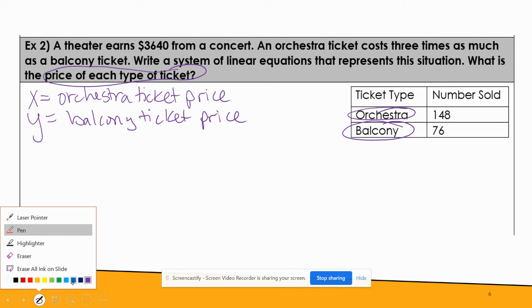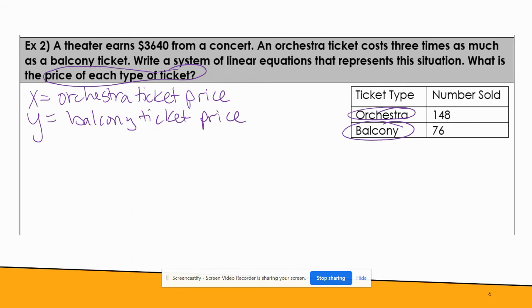So let's go through and find out what equations we can write. I see 3,640. Okay, I'm not ready to use that yet because I don't know where that's going to tie in. I have an orchestra ticket, that's X, costs equals 3 times a balcony ticket, 3Y. Great.